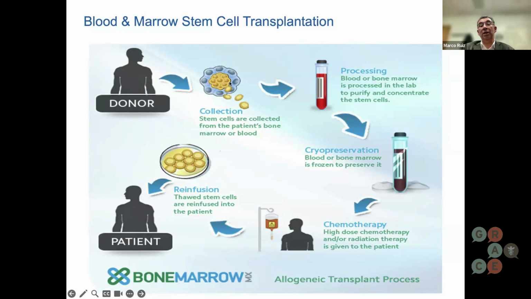We have a collection here, and we have processing. It is more logistically challenging to deal with the stem cells from a donor. Then, on some occasions, we cryopreserve it, meaning we put it in a special place because, due to circumstances, sometimes we don't use it right away. But if we can use it right away, of course, we deliver the chemotherapy, which is induction therapy, and we infuse these cells into the patient. This is the allogeneic transplant process, which is a bit different compared to the autologous transplant process.